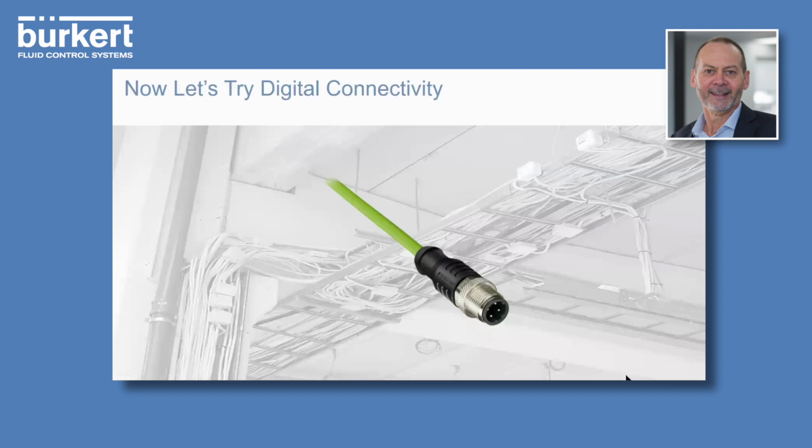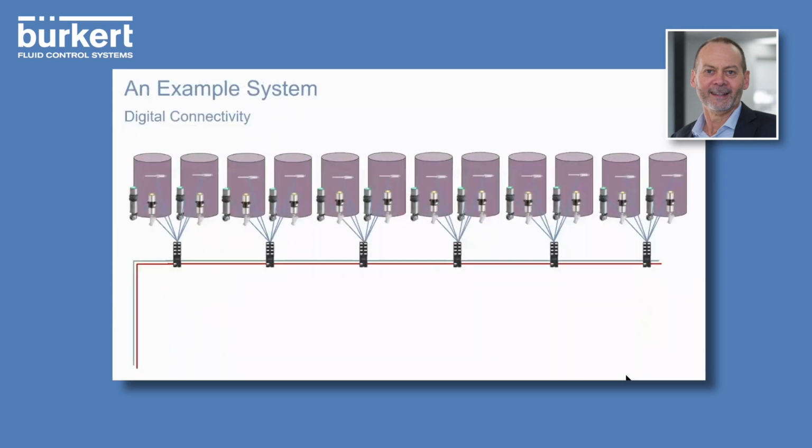Now let's look at digital connectivity, where we replace all of those cable trays with simple M12 IP67 cables. This is the same 12 tanks now installed. We've installed just one IP67 block in the diamond between two tanks. And you can see we just run M12 connectors to each of those field sensors and valves. So a lot simpler system. And of course, the only wires you're running are power and data.